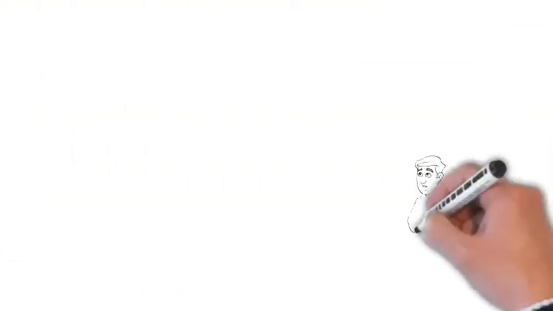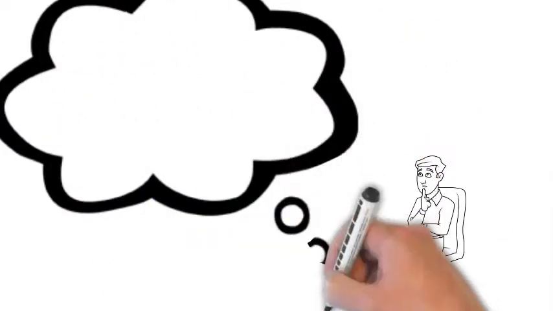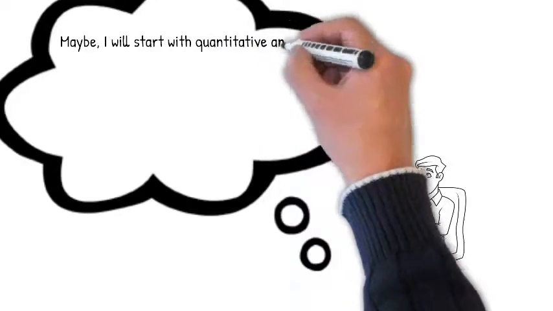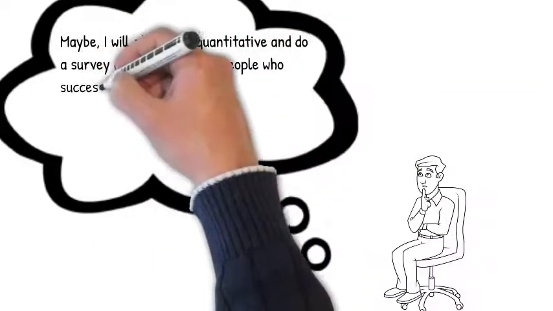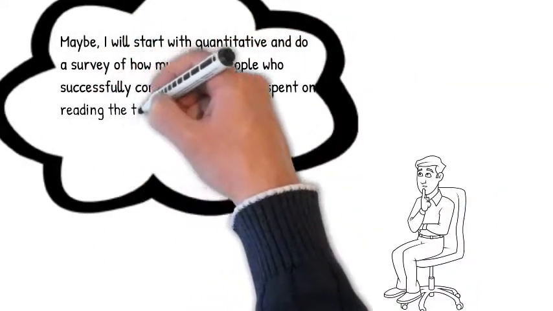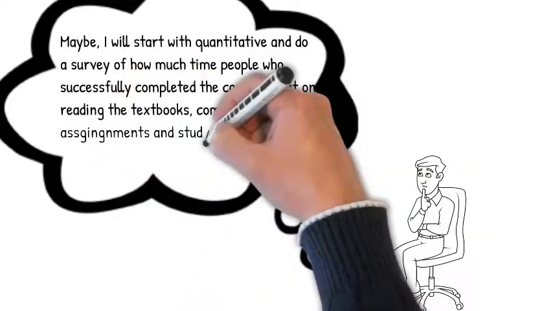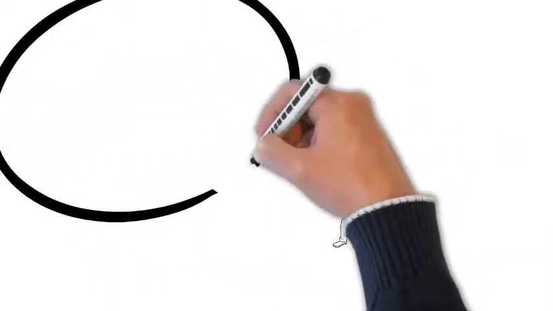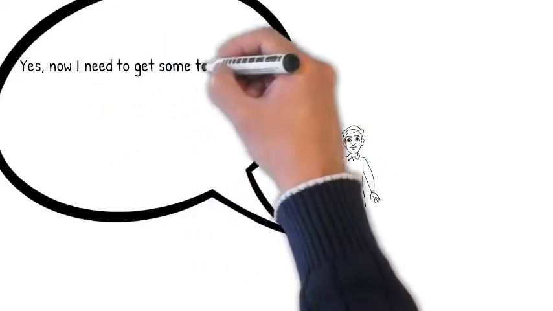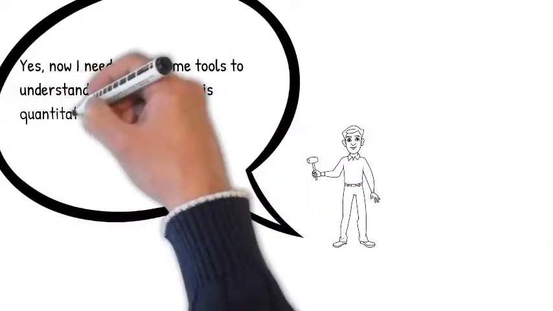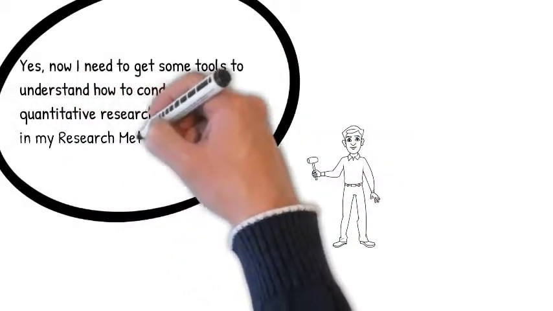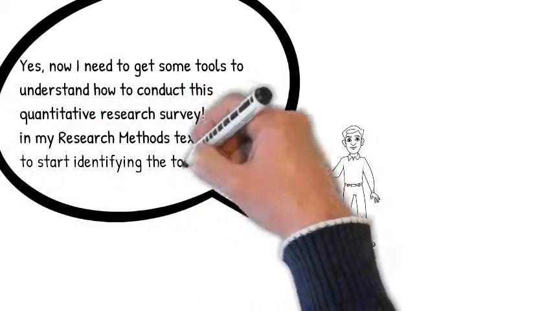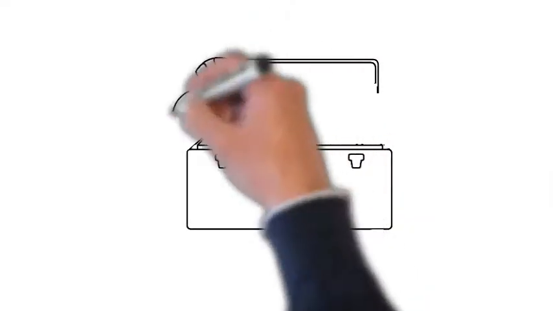So next time you're sitting in class and you're really starting to think about, how can I be successful here? Maybe some of these thoughts will start coming into mind. So I can start looking at the quantitative and do a survey on how much time people spent who successfully completed the course, how much time they spent reading the textbooks, or just engaging in that class throughout the course of the semester. So if you were thinking about this research question, you might be thinking, okay, now I need to get the tools that I need to be able to know how to put together a quantitative research survey and how to conduct that survey.